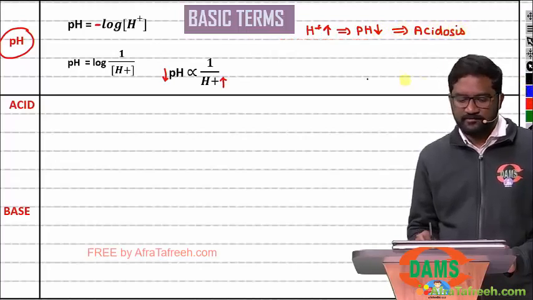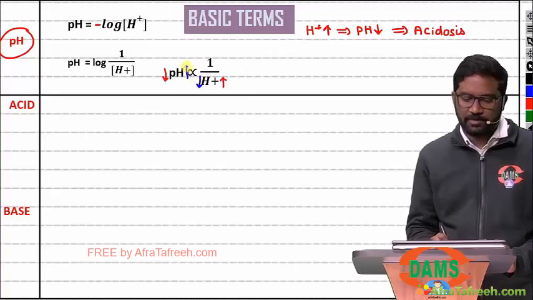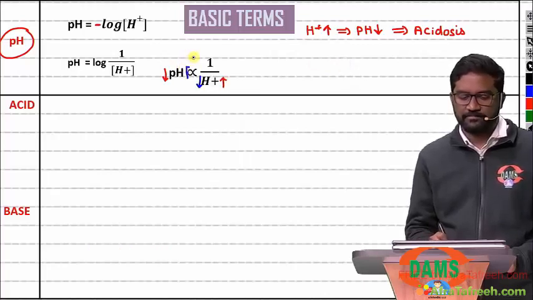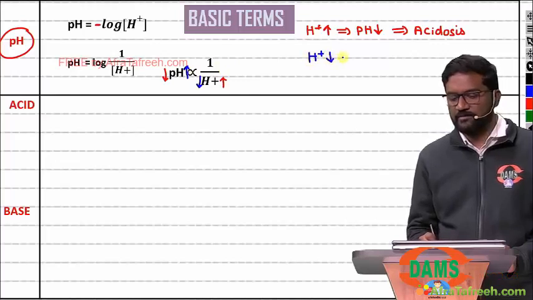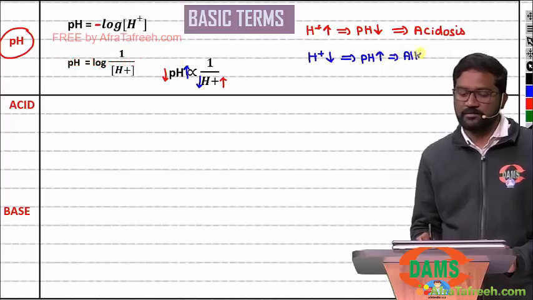In the same way, because of some disease, if H plus is reducing, automatically what will happen to pH? It will increase. So because of some disease, if H plus is decreasing, pH will increase. Anywhere increase in pH is called as alkalosis.